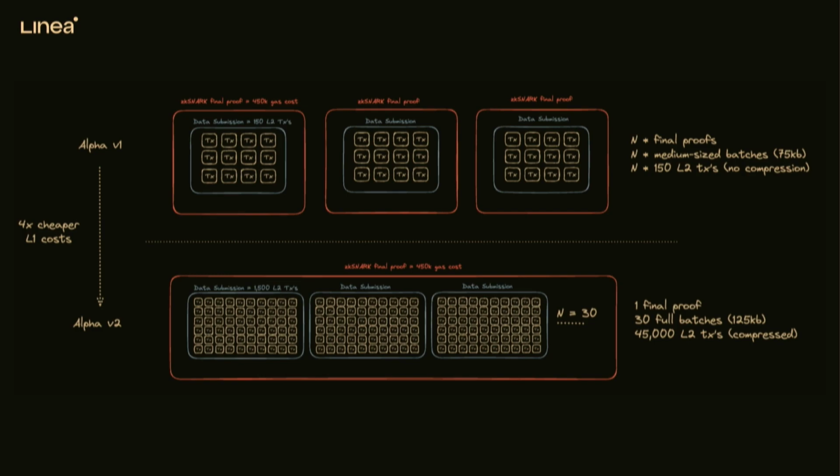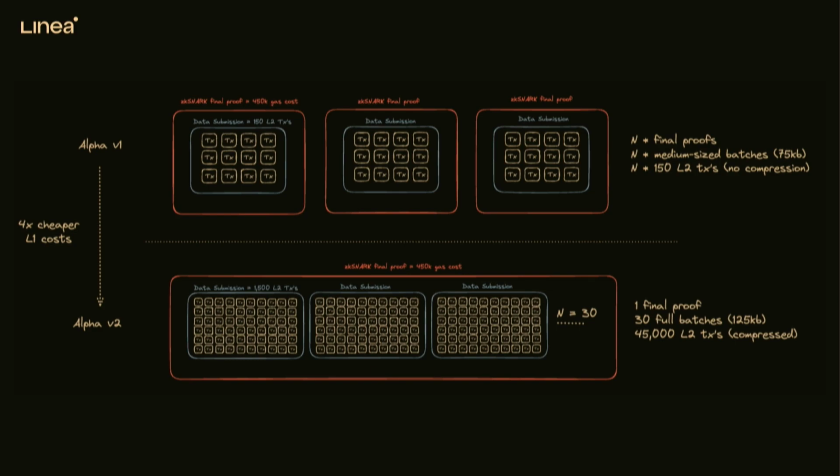OK, so concretely then, how is Alpha v2 different to Alpha v1? So here we have on the slide at the top, Alpha v1. What you can see is that with each data submission, each batch, we were including about 150 Linea L2 transactions. And when we submitted each batch to L1, we then verified each batch with a single proof. So every time there was one batch, there was one proof, and it cost about 450,000 gas.